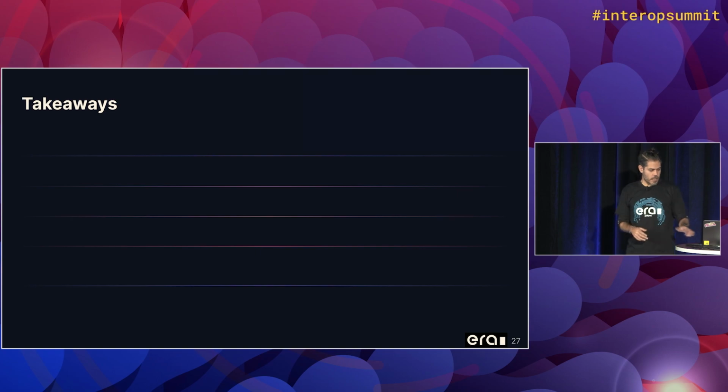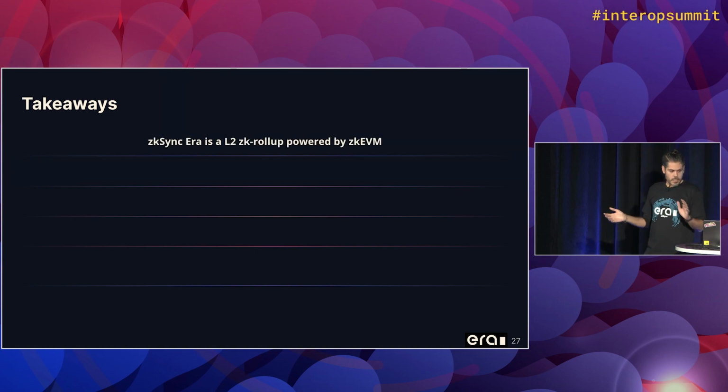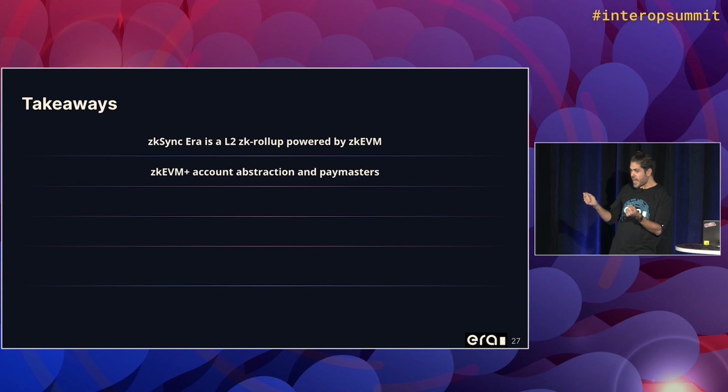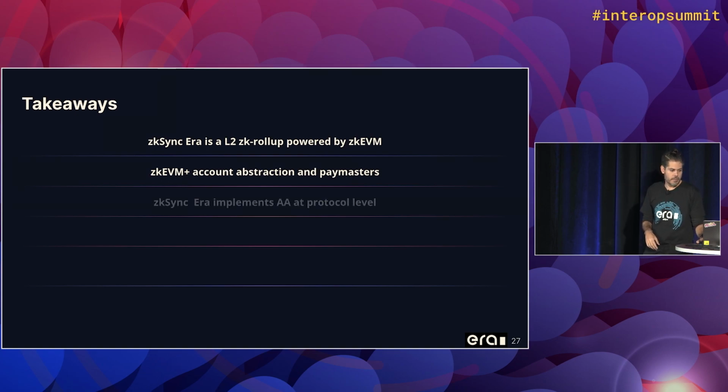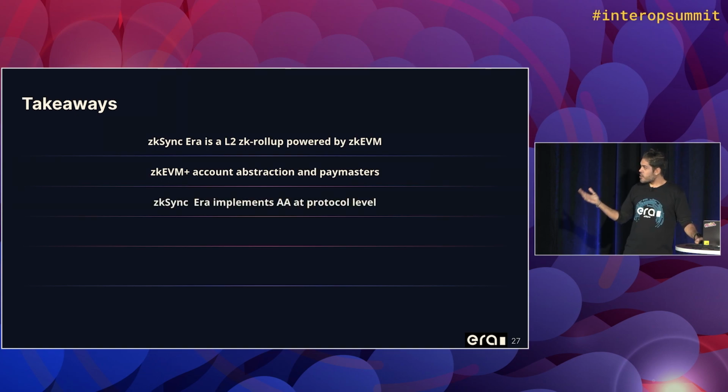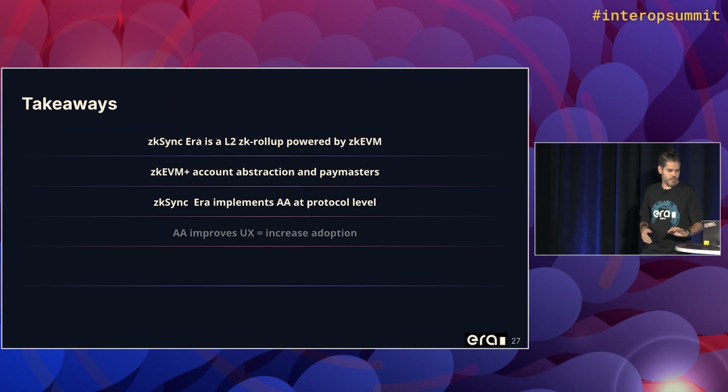So, main takeaways. zkSync Era is an L2 rollup powered by a zkEVM. We are an EVM Plus because, apart from being compatible with the EVM, we also have account abstraction and Paymasters already live on the protocol. Account abstraction is implemented at the protocol level, so it's not something that we build on top. And account abstraction improves the user experience. If you have better user experience, we increase adoption, which is our mission. And Paymasters are pretty cool.